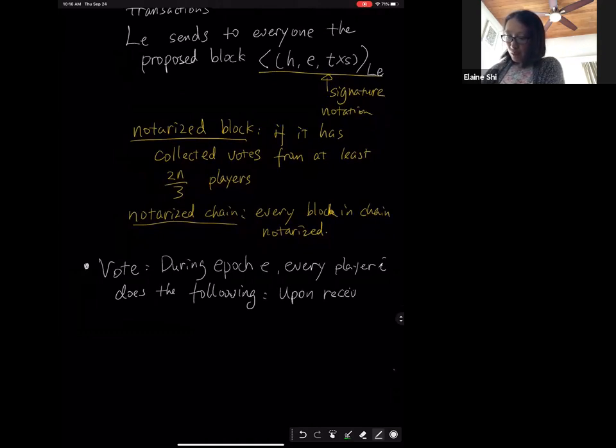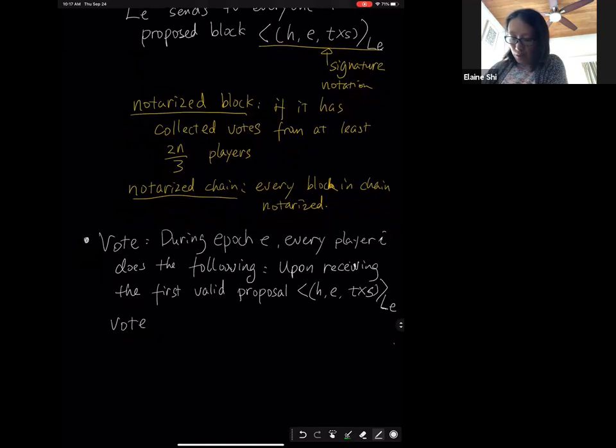I will wait to receive the first proposal from the current epoch's leader, right? So upon receiving the first valid proposal from this epoch's leader LE, I will vote for the block, but with an extra check. I'm going to check one thing, and then if the proposed block looks reasonable, I will vote for it.